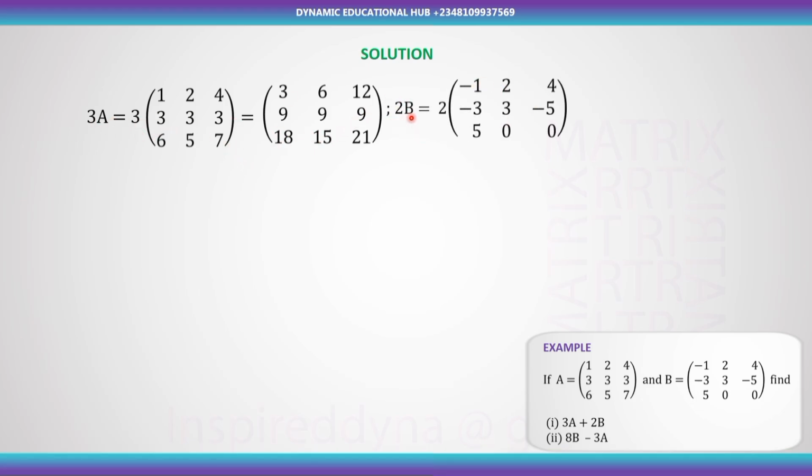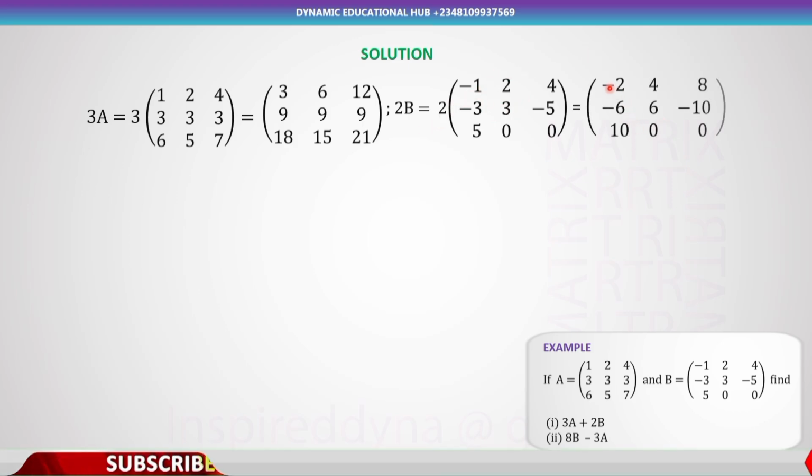Let's split it to 2B. 2B, the same thing. You have your 2 here, your scalar, multiplied by this matrix B. So you expand it the same way. 2 times minus 1, we are going to get minus 2. 2 times 2, we have 4. 2 times 4, we have 8. 2 times minus 3, we have minus 6. 2 times 3, we have 6. 2 times minus 5, we have minus 10. 2 times 5, we have 10. 2 times 0, 0. 2 times 0, 0. So we are done with 2B.